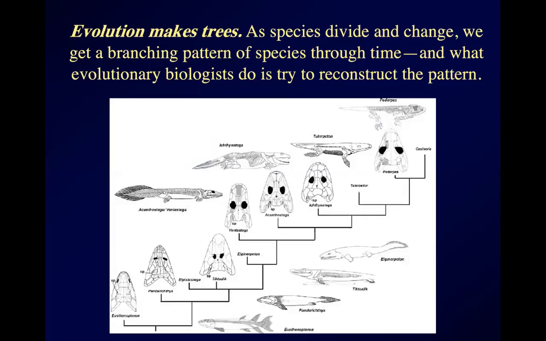The things that you're seeing on the screen here, those are diagrams of fossil fish, and it's not really important what the details look like, but those are fossil fish of various sorts, and we've tried to draw up a cladogram for them, working out the branching pattern of species through time. And what we fundamentally do is try to reconstruct that pattern of branching through time.